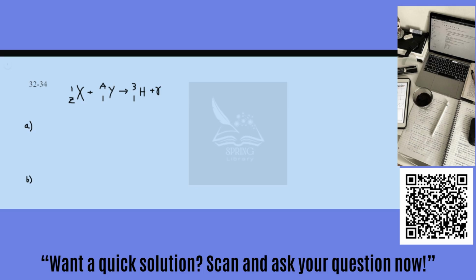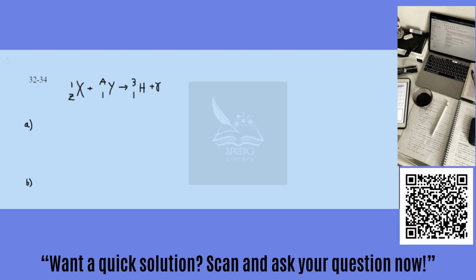Question 34 states that tritium is a rare isotope of hydrogen that can be produced by the following fusion reaction. Two unknowns fuse to form tritium and a gamma ray. Part A of the question asks to determine the atomic mass number A and the atomic number Z and the names X and Y of the unknown particles, and using the masses given in the reaction, determine how much energy is released by this reaction.